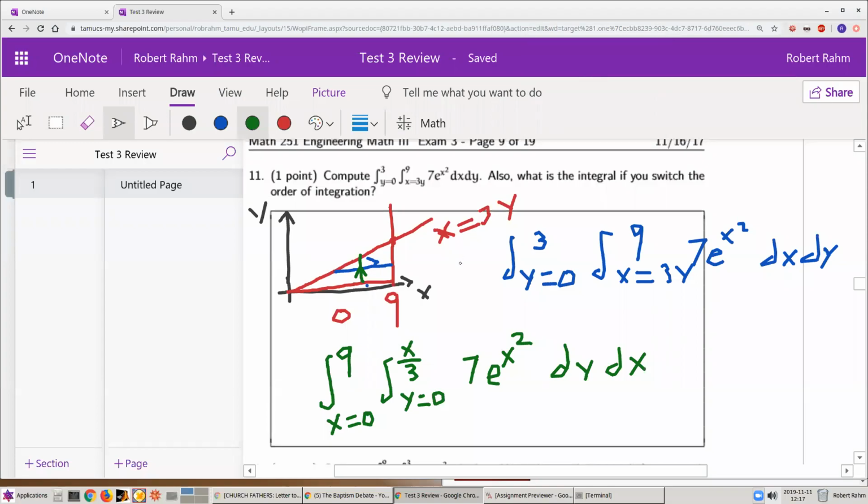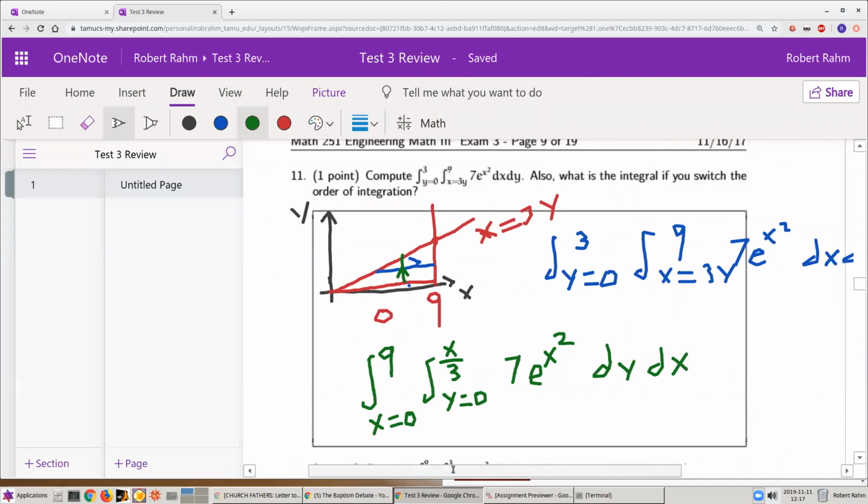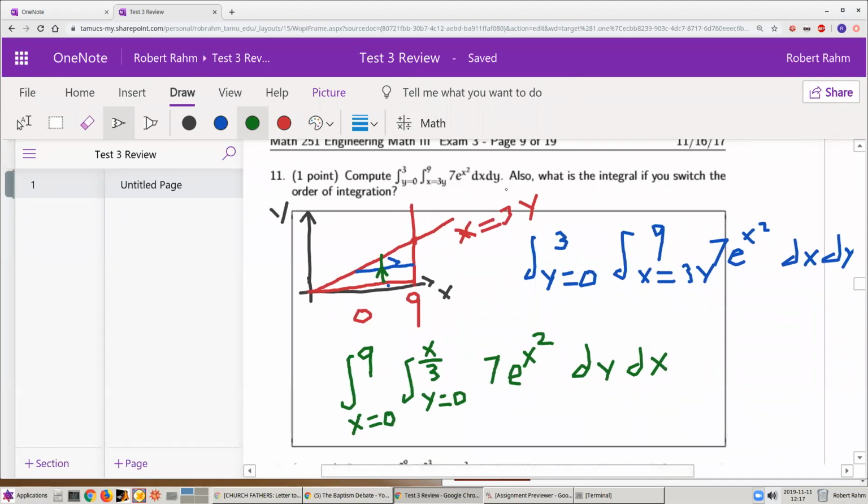Okay, now for this, I'm just gonna talk about what I have already written. So the first thing I did, we want to do this integral. I asked this question here also: what is the integral if you switch the order of integration? Part of this is because when I do these, I don't edit things very well, and you'll see what I mean in a moment.